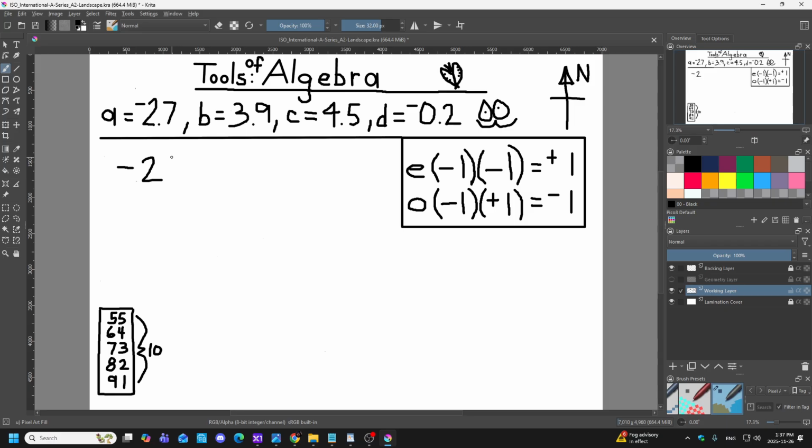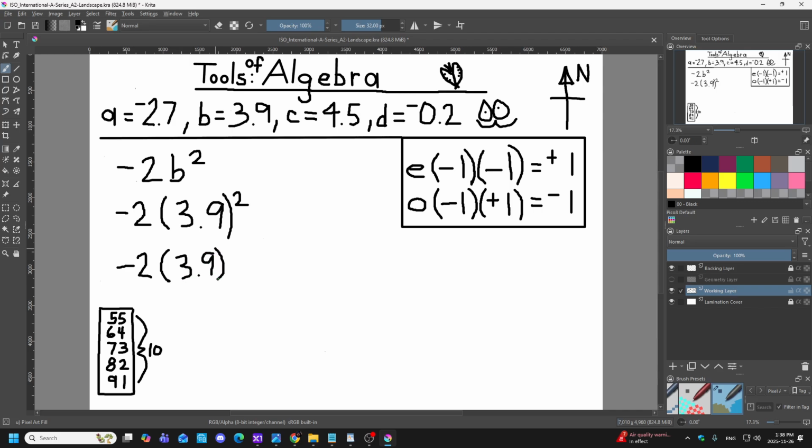Negative 2b squared. Okay? Substituting. B. What's B? Put in B. B is 3.9. Again, what is being squared? It's the 3.9, not the 2, right? Remember, whatever's inside the parentheses is what's being squared. Okay, so I can rewrite this as negative 2, 3.9. If we were to follow BADMAS rules, this is one way of getting rid of the exponent.